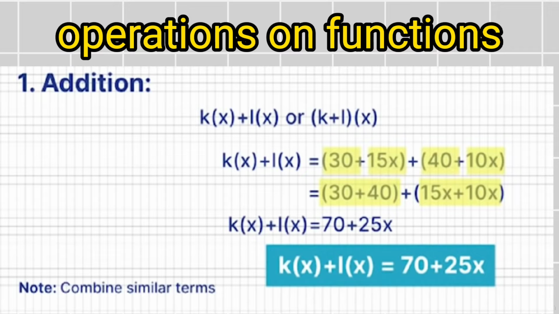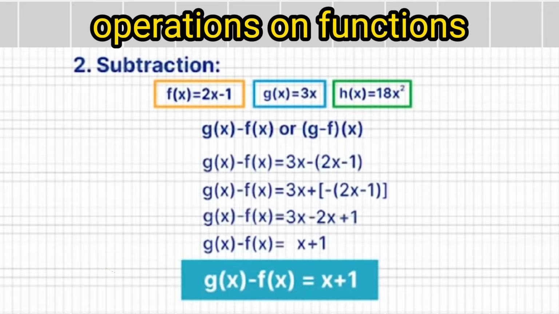So we say that the amount of money saved by both Kevin and Lena in x number of days is given by k of x plus l of x equals 70 plus 25x. And we just have added functions. Let us have the second operation, which is subtraction.